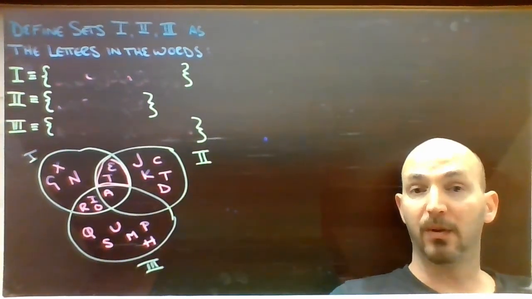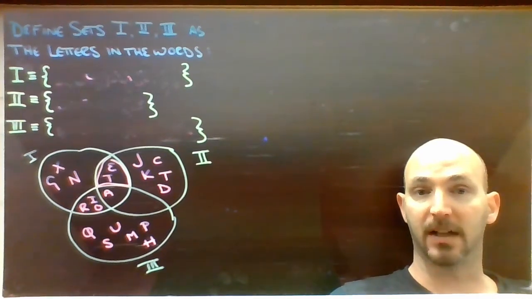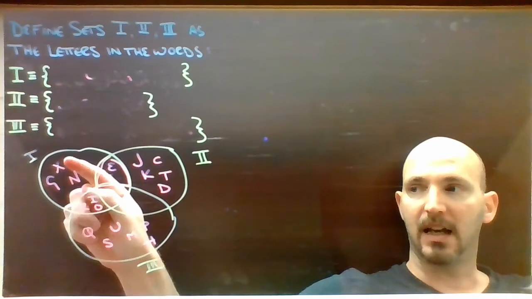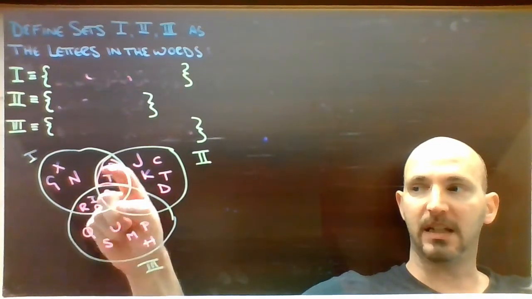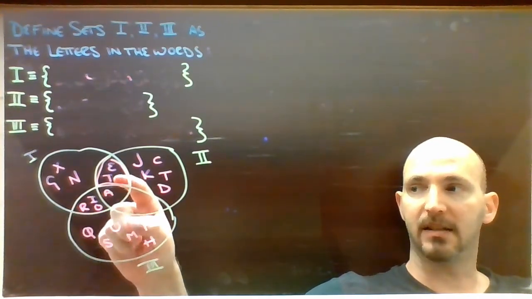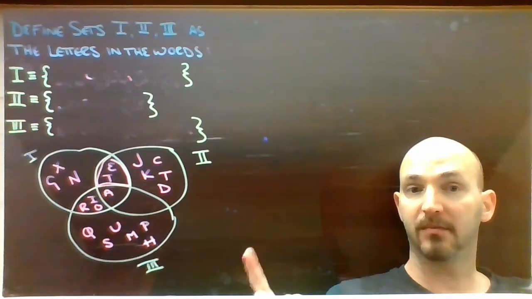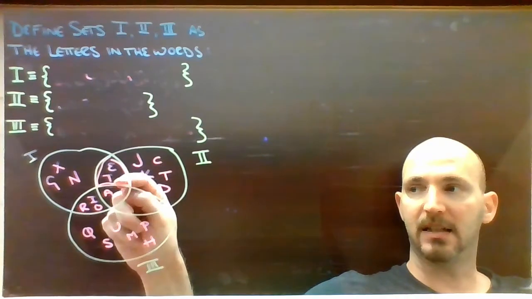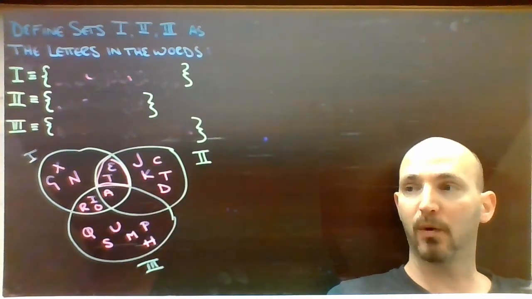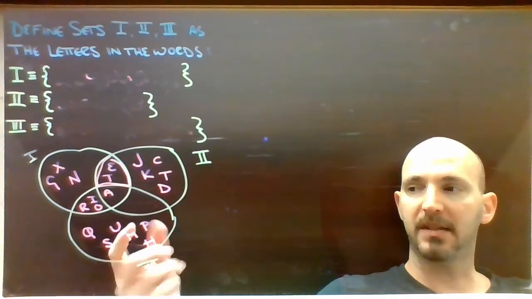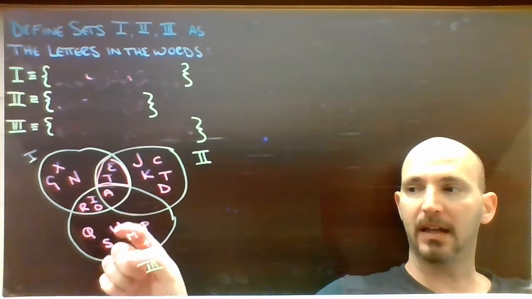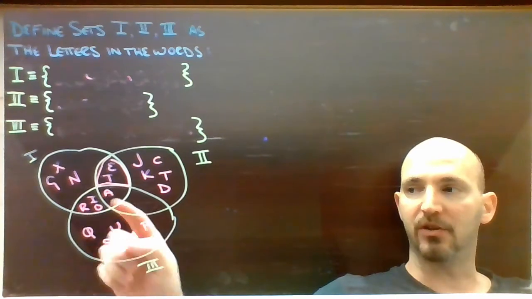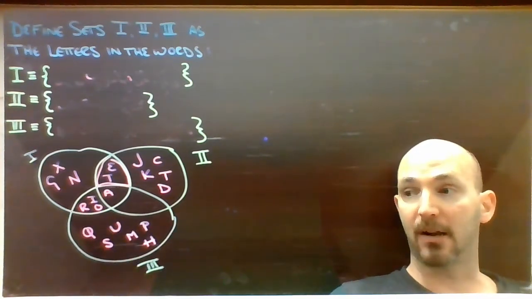So I'm just going to go through and spell my words to make sure that I have all the letters accounted for. So exaggeration was E, X, A, G, G, E, R, A, T, I, O, N. That's good. Jacketed was J, A, C, K, E, T, E, D. Everything's accounted for. And quasimorphism was Q, U, A, S, I, M, O, R, P, H, I, S, M. So everything is accounted for.